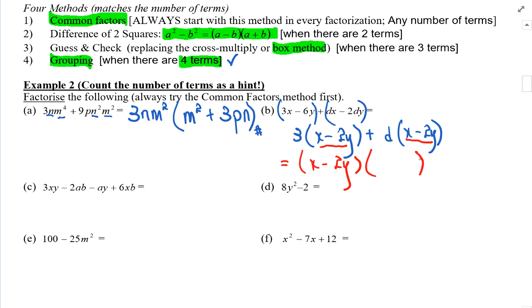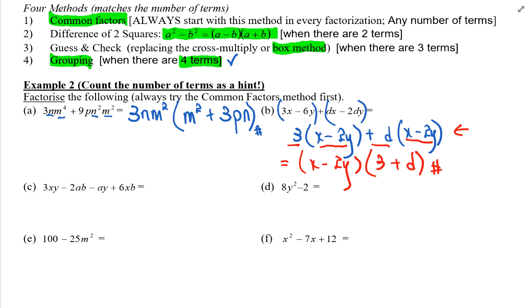Once you take out the common bracket term, what is left for the first one? 3. What is left for the second one? Plus d. Put it into the second bracket and you are done. You must be able to show me this step for your method 1 before you can get your answer mark for the second one.